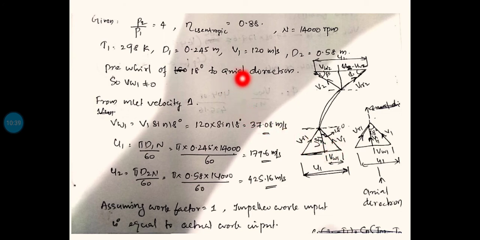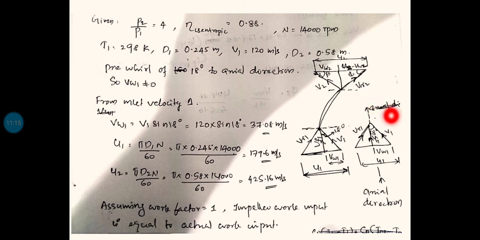Instead of pre-whirl of 18 degree to the axial direction, sometimes it can be given as pre-whirl of 18, 30, or 20 degree, whatever the quantity may be, to the tangential direction. If it is given as tangential direction instead of axial direction, then you have to take the angle between V1 and this tangent as that angle. So V1 with the horizontal, that angle will be the pre-whirl angle. But here the pre-whirl is given with the axial direction, so this angle is 18 degree.